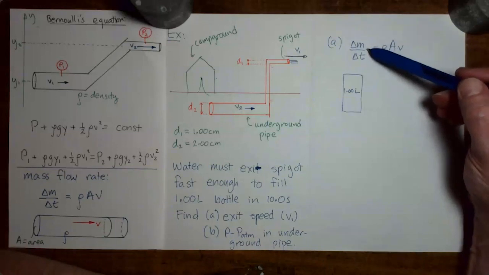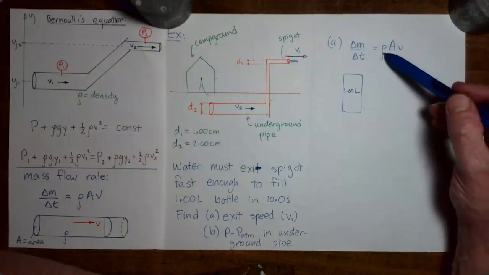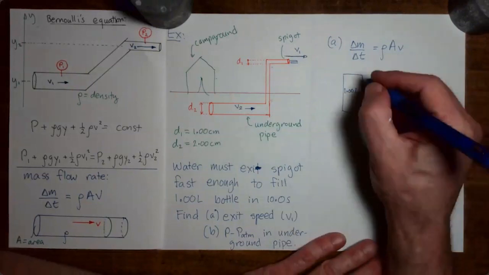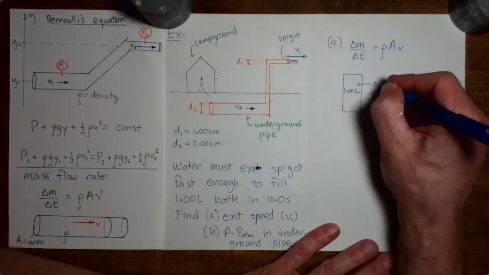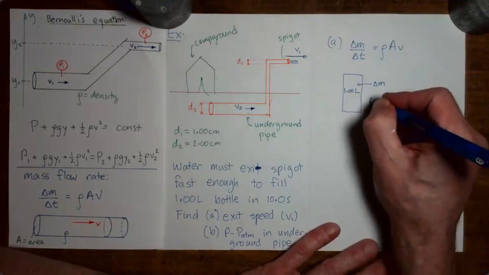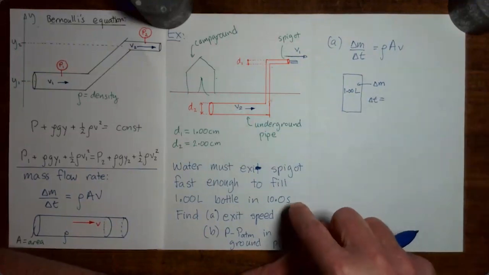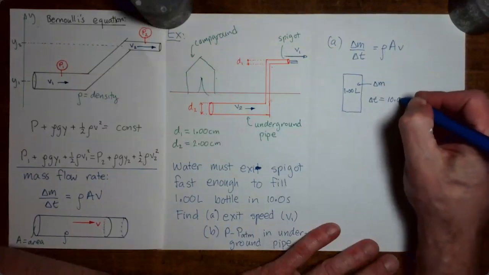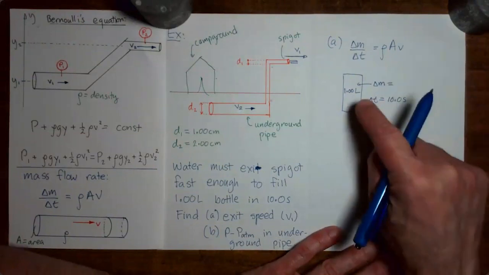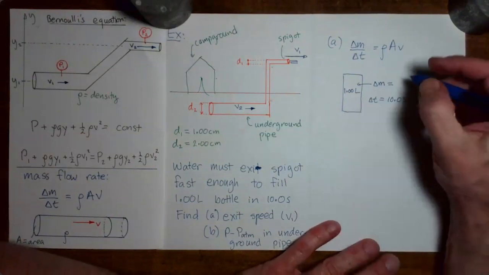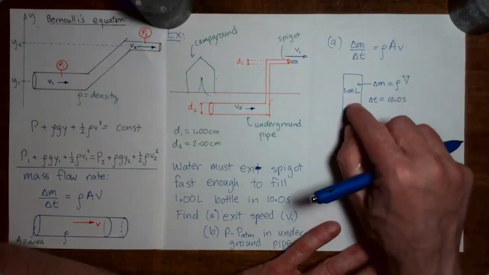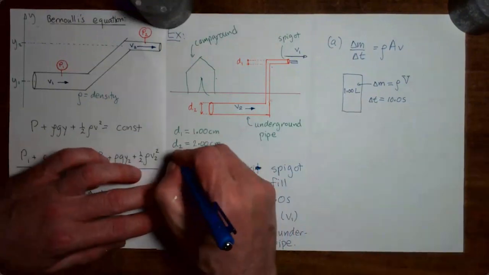We're going to solve part A using the equation for the mass flow rate. That is delta M over delta T equals density times cross-sectional area times flow speed. Now, delta M for this process is going to be the mass of water that fills the 1-liter bottle, and then delta T will just be the time it takes to fill that bottle, which was given as 10 seconds. Okay, so what would be the mass of water in a 1-liter bottle? Well, that would just be the density of water multiplied by the volume. The volume is given by that 1 liter. I'm going to go back and put that over here.